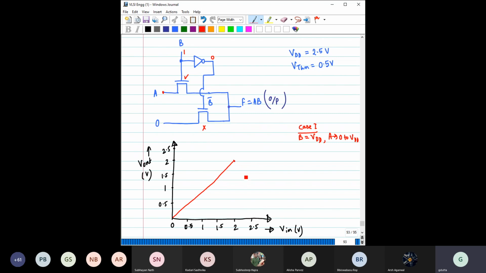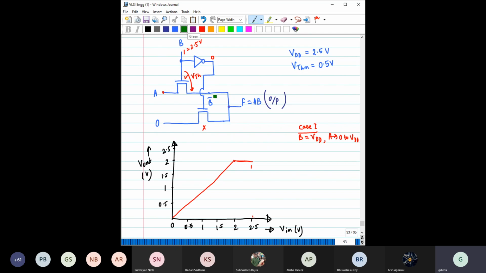Now again, here is some constraint. This output, this is 2.5 volt, right? But we know there has to be one threshold voltage drop, so this voltage can reach a maximum of only 2 volt. That's why we have stopped it at 2 volt. So at 2 volt of this input, the output reaches 2 volt, and here it stops. Now if we further increase the input from 2 to 2.5 volt, the output is not going to change. I hope this case 1 is clear to you.